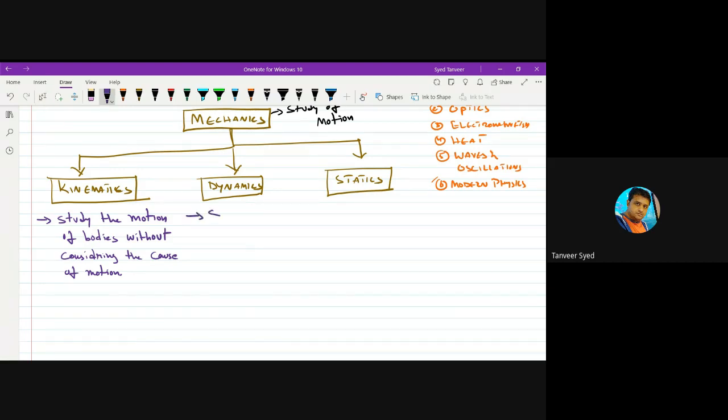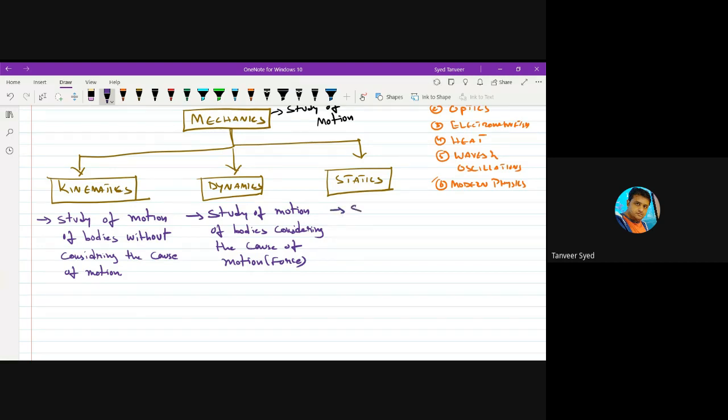And dynamics is the study of motion of bodies considering the cause of motion, which is nothing but a force. Cause of every motion is a force. So in dynamics, we include the forces acting on the body also. In kinematics, we don't include the forces.